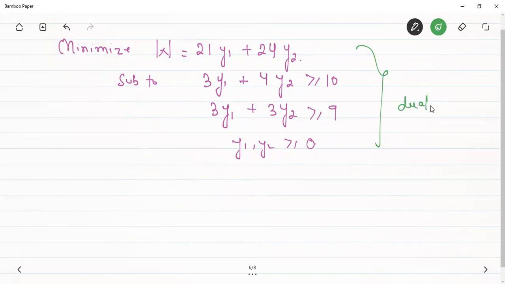The original problem was maximize z is equal to 10x1 plus 9x2 and the two constraints were given, but we have changed that maximization problem into the minimization problem and the two constraints are here. So this problem now is known as the dual of the original problem. The original problem was the maximization problem, but its dual is the minimization problem. Now, what is the significance of these two? Let's see here.